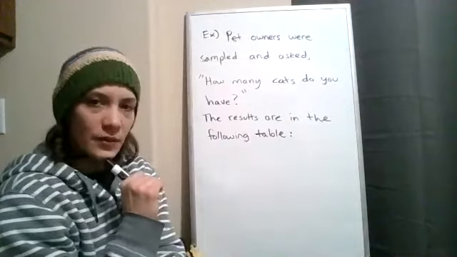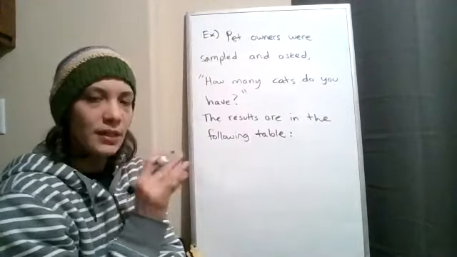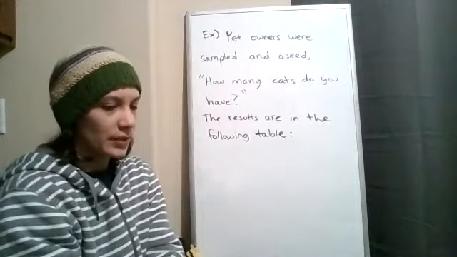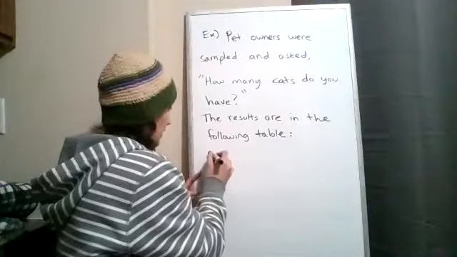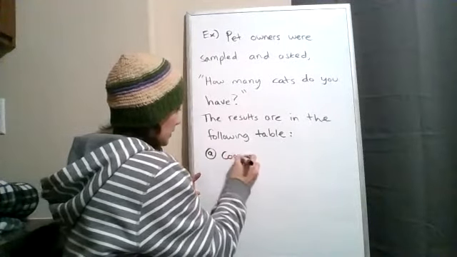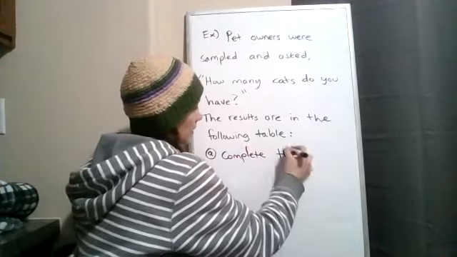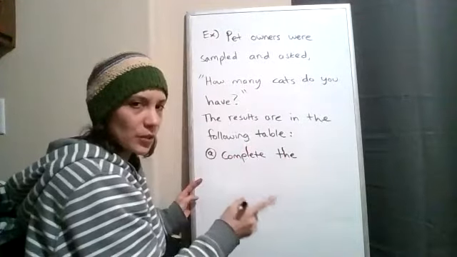Okay, so this time we don't have to look at any data. It's been organized for us. We're just going to finish the table with all of the relative frequencies. So that's the first part, A: complete the relative frequency distribution.